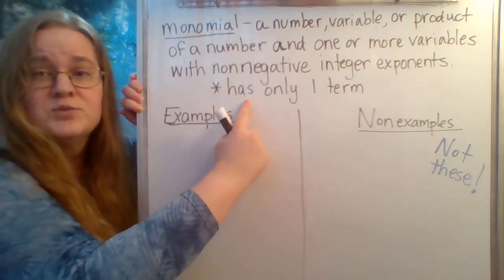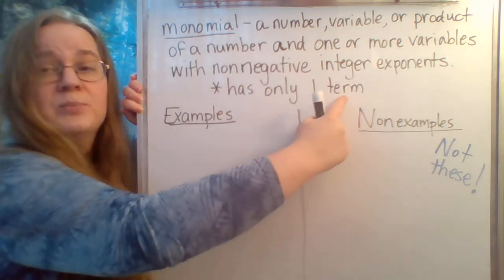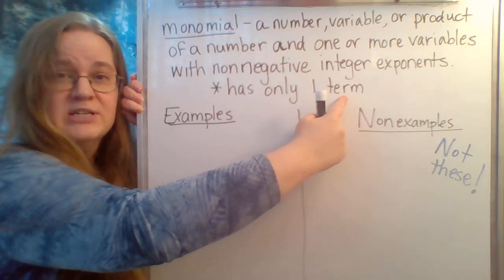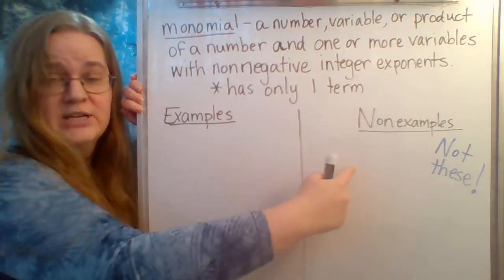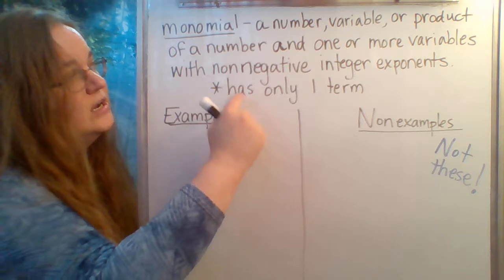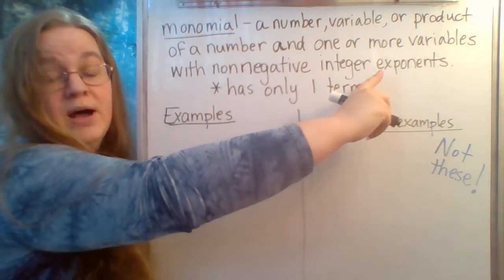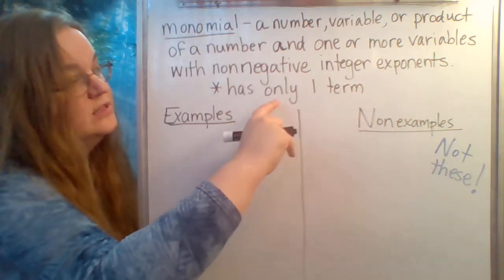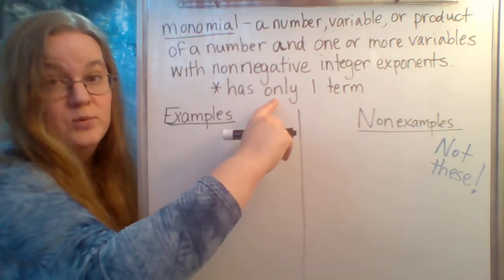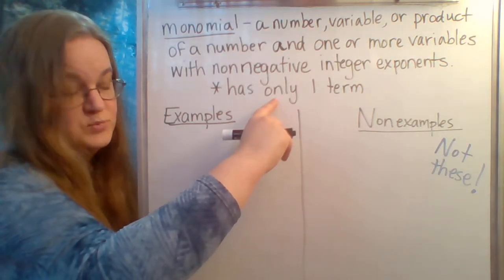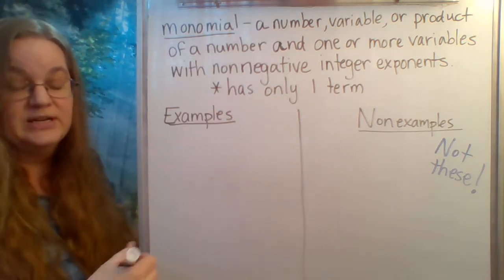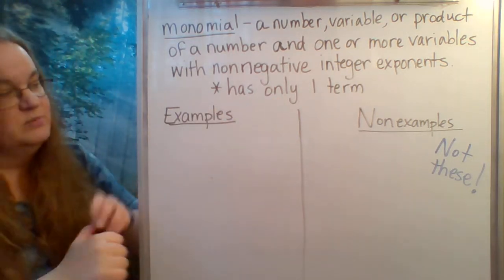It also only has one term. Terms are separated by addition and subtraction signs, so we'll look at what that looks like in the non-examples. For a monomial, you're checking to see that it's got non-negative integer exponents and that it is a one-term expression. As I said, as we look at some examples, it's going to make a lot more sense.